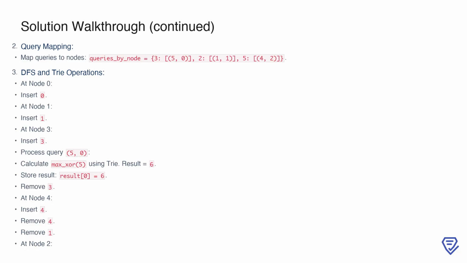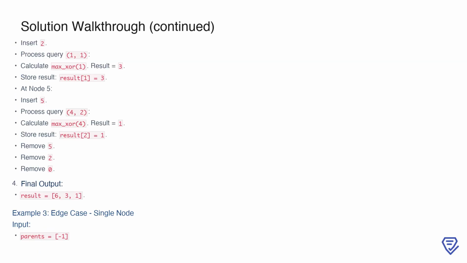After processing, we remove the value 3 from the tree. Then, at node 4, we insert the value 4 into the tree and remove it once done. After finishing with node 4, we backtrack and remove the value 1 from the tree. Next, we move to node 2 and insert the value 2 into the tree.